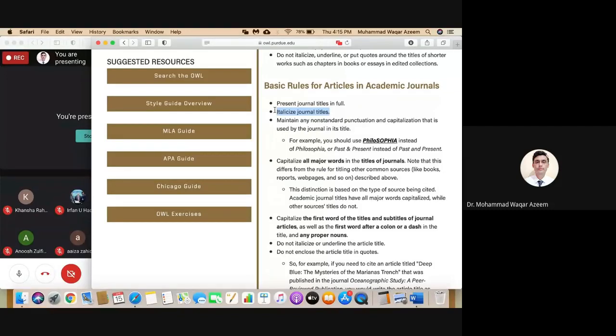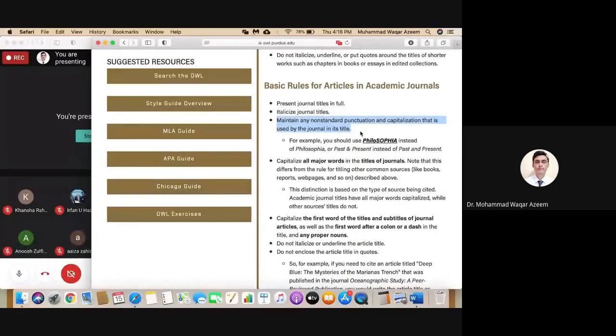Second one, italicize journal titles. Okay, that also makes some sense. Why? Because a journal is also a kind of longer work. Why? Because it has many research articles within it. Okay, and as a longer work, it should be italicized. Okay, so we get this point as well. The next rule about academic journals is this: maintain any non-standard punctuation and capitalization that is used by the journal in its title, right?